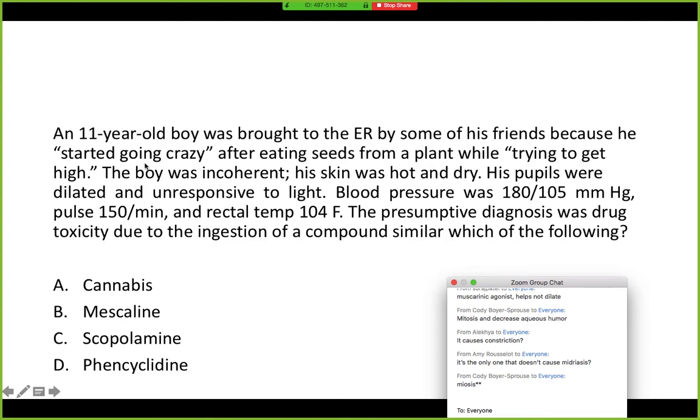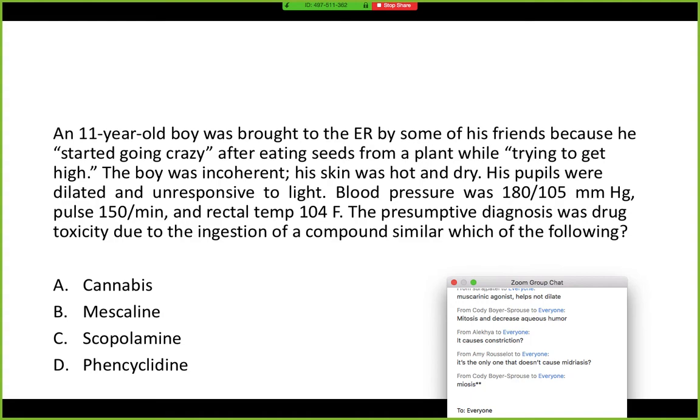Next one. So, an 11-year-old boy brought to the ER because he started going crazy after eating seeds from a plant while trying to get high. The boy was incoherent, his skin was hot and dry, his pupils were dilated and unresponsive to light. Blood pressure was 180/105, pulse 150, rectal temp 104. So his diagnosis was drug toxicity due to ingestion of a compound similar to which of the following?